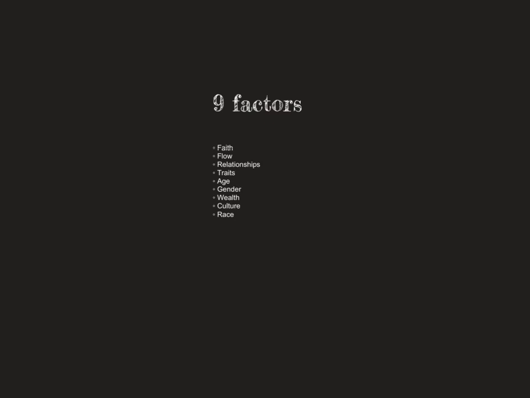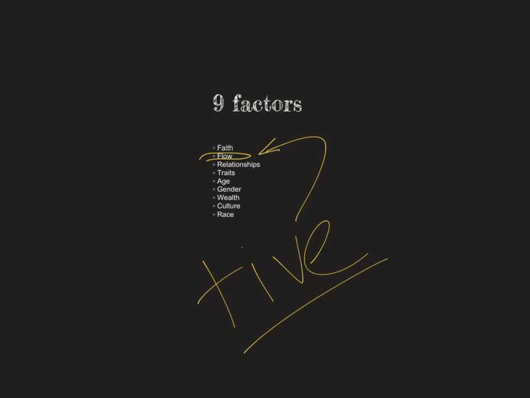So the factors that they focused on were faith, flow, relationships, traits, age, gender, wealth, culture, and race. So we know that flow is something really important within the positive approach. So this is obviously a key point of interest within this study.